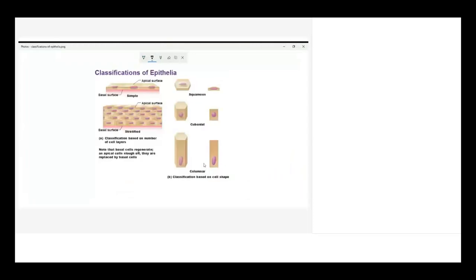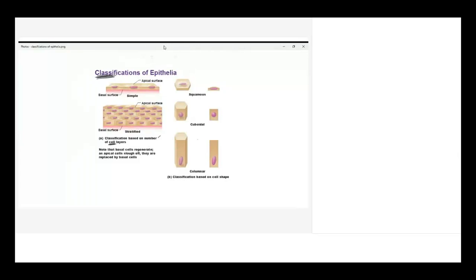There we discussed different types of epithelium. Based on the cell layers, the classification was done. How many layers are there? It may be a simple or a compound epithelium. So two categories of epithelium we have seen in the last session.